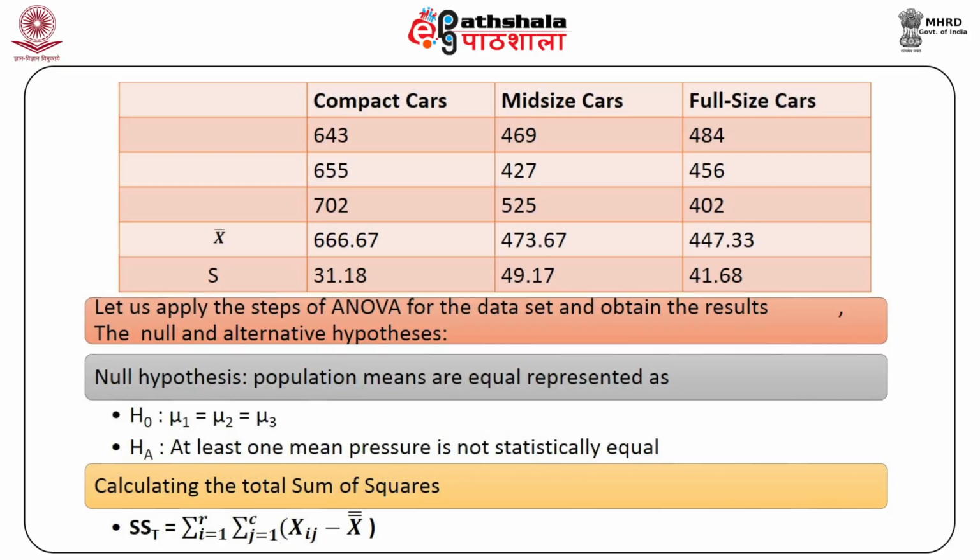First step would be stating the null and alternative hypothesis. Null hypothesis for ANOVA, as we already know, assumes population means are equal and is represented as H0: mu 1 = mu 2 = mu 3. This implies that the mean head pressure is statistically equal across the 3 types of cars. Thus, the alternative hypothesis would be the means not being equal, or HA is at least 1 mean pressure is not statistically equal. Next step is to calculate the total sum of squares using the formula.